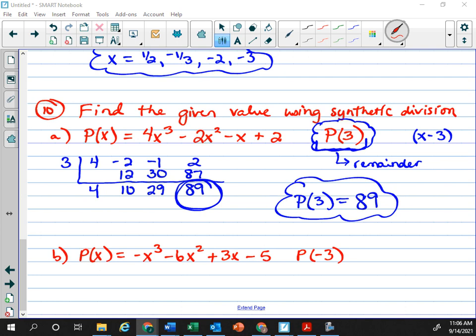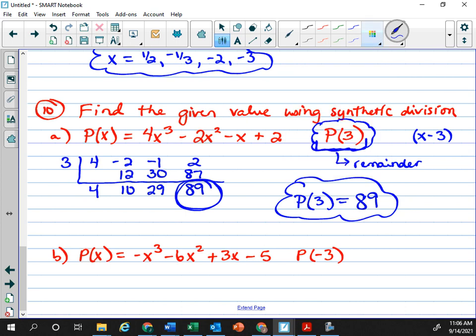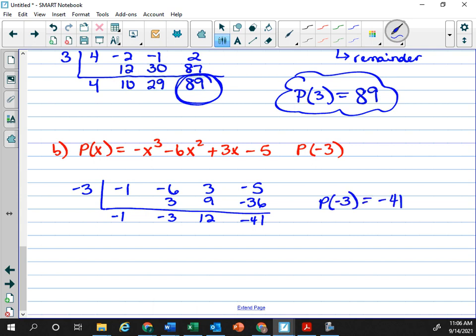All right, guys, what did we get? Negative 41. Good. I'll go through it just in case. Whatever it's the P of or F of, that is the number that goes outside. So P of negative 3 equals negative 41. Okay?